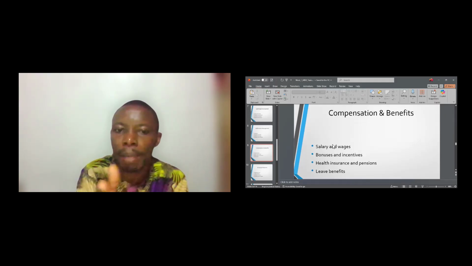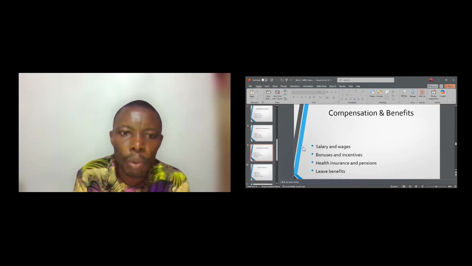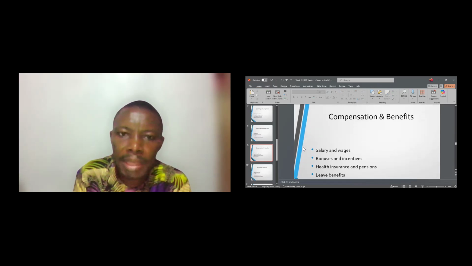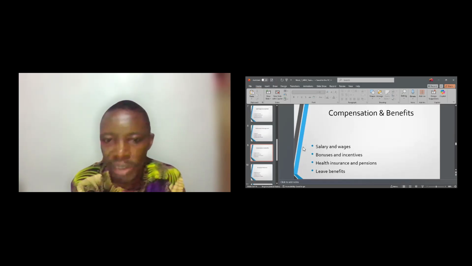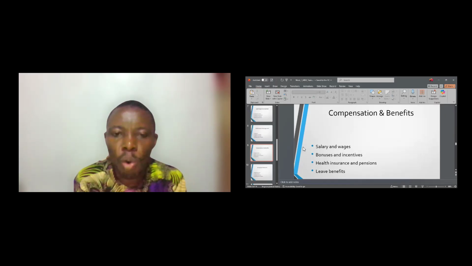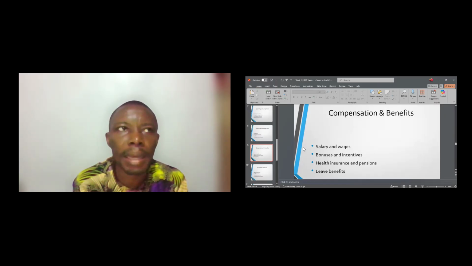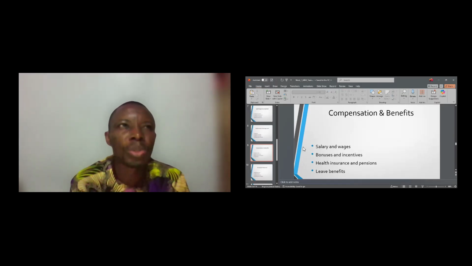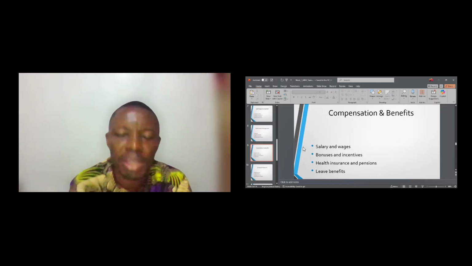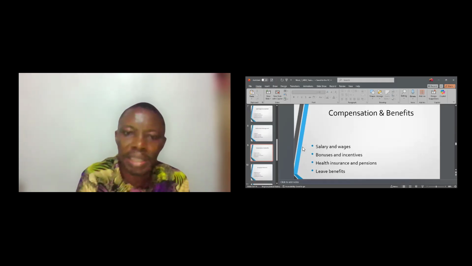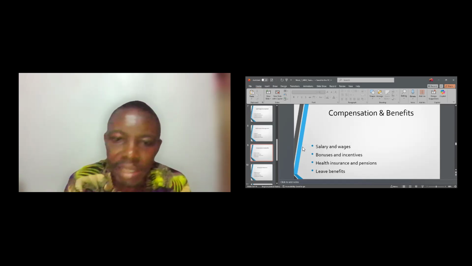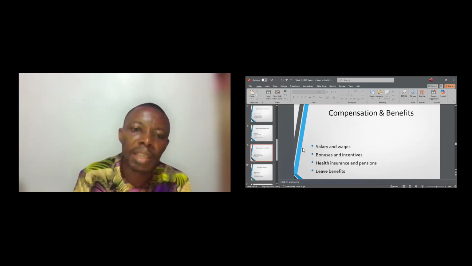So we also have compensation and benefits. Since I talked about that earlier, that is all about salary and wages. When we say wages, for example, I think Kome can bear me witness, telecom runs wages daily or weekly, especially with these technical staff, these artisans, technicians and the rest. Most of them prefer wages, not monthly. They cannot wait. So we also have bonuses and incentives, health insurance and pension, and leave benefits.